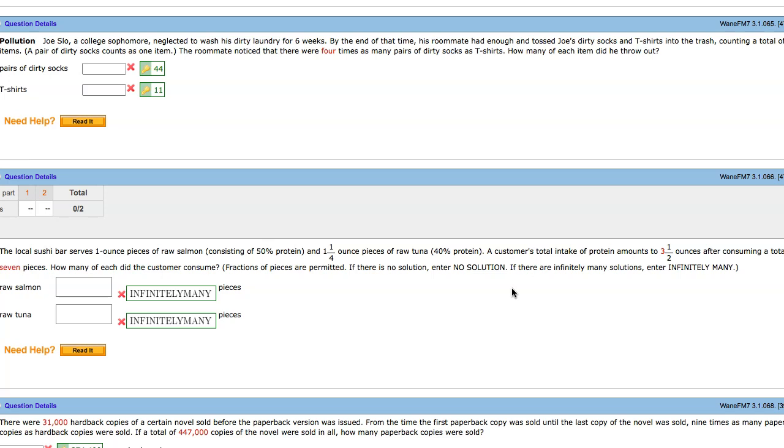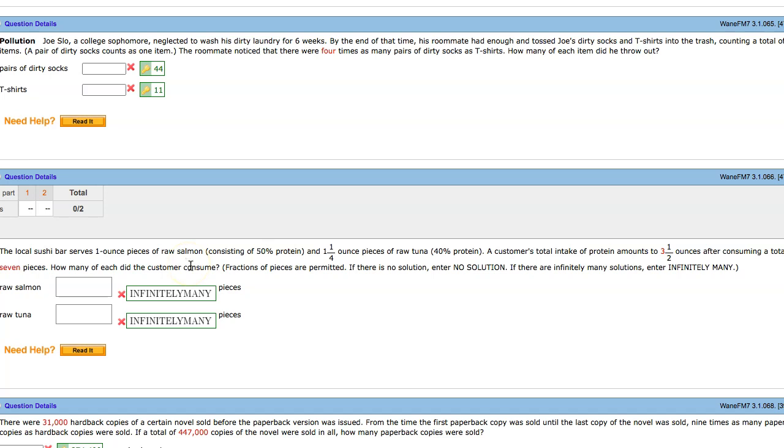Now if a customer's intake, whatever the customer eats, is 3.5 ounces, and he eats 7 pieces. So how many of each did the customer consume? Fractions are permitted. If there is no solution, enter no solution. If there are infinitely many solutions, enter infinitely many. Guys, it says infinitely many solutions. Basically, this means it could go a whole bunch of ways.